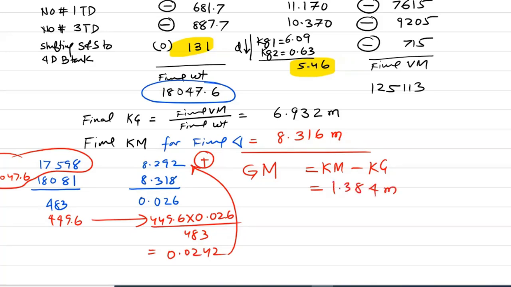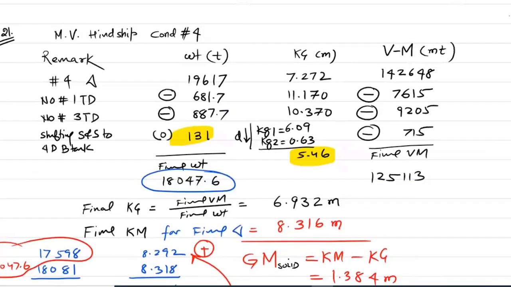So these kind of questions are there up to question number 17, 18, 19 something. By the way, this GM is solid, because it is not considering the free surface effect. But now we need to consider the free surface effect also. GM fluid. How to figure it out? Very simple.